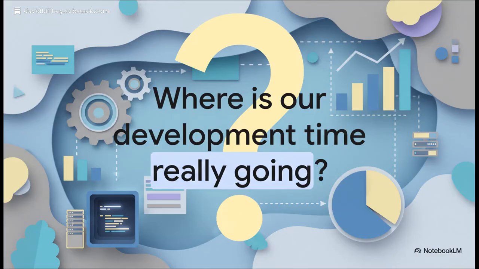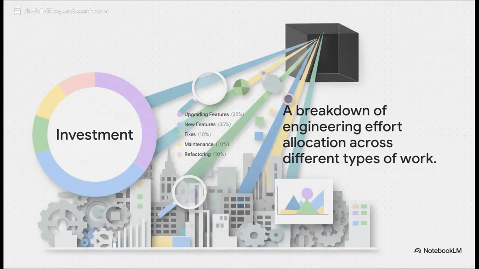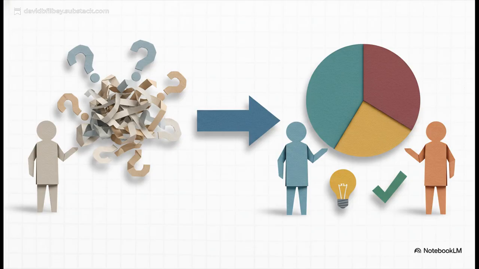I mean, this is the million-dollar question from leadership, isn't it? Are we building shiny new things? Are we just fixing bugs? Are we drowning in maintenance? Usually the answer is based on gut feelings, but data can give you a much, much clearer picture. And boom, here's the answer visualized. This is what GitLights calls the investment balance chart. It breaks down exactly where the team's effort is going. At a glance, you can see the percentage of time spent on new features, upgrades, bug fixes, or paying down tech debt. This is so powerful because it turns a subjective debate into a data-driven discussion.